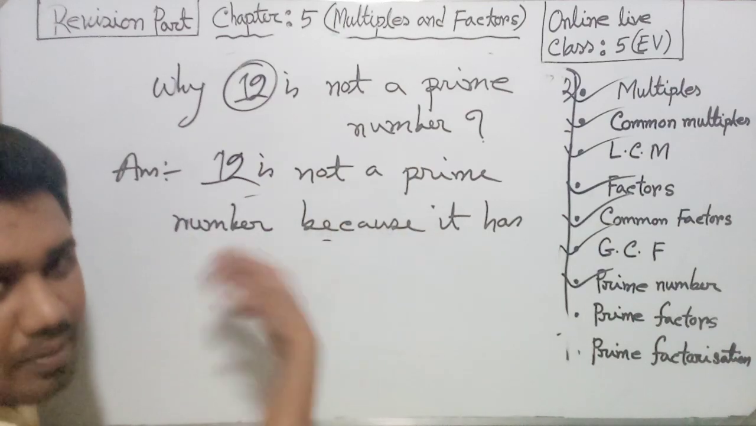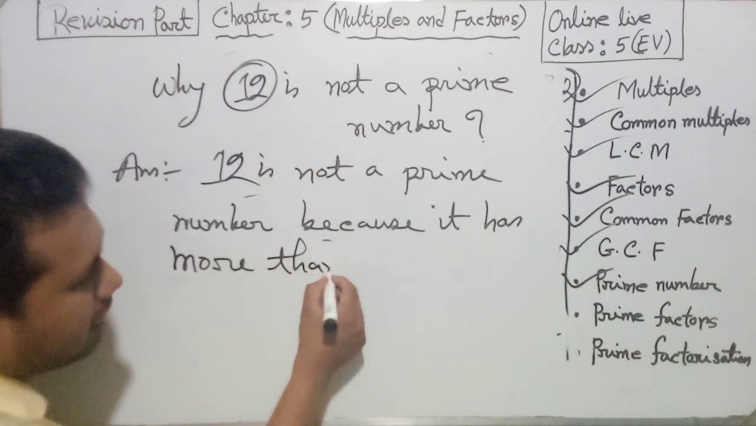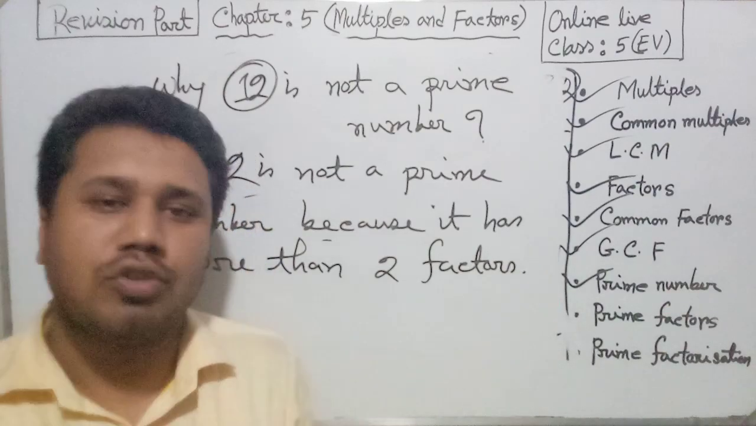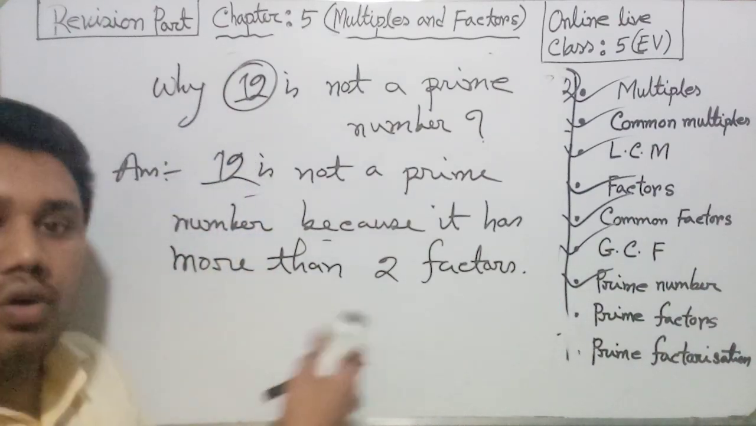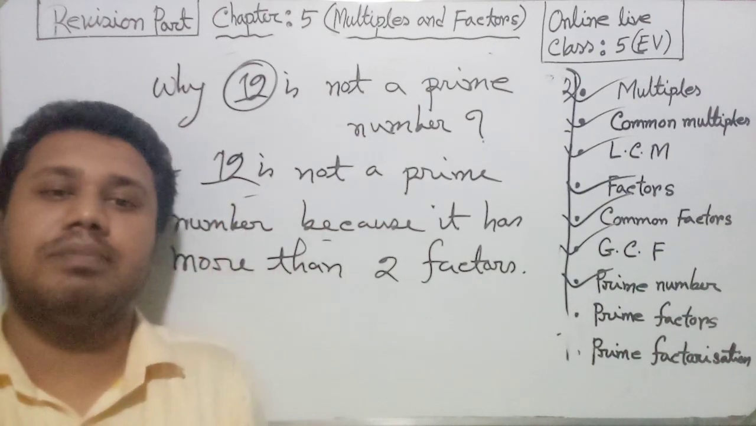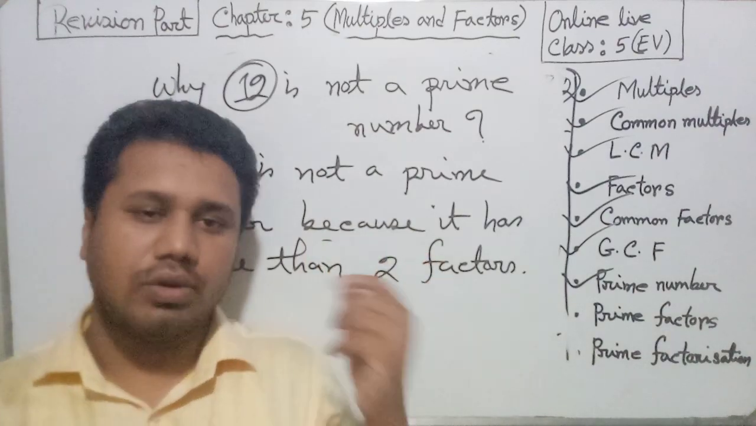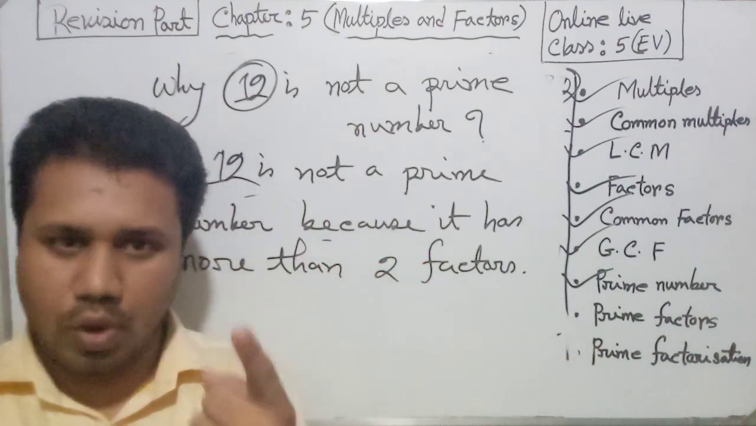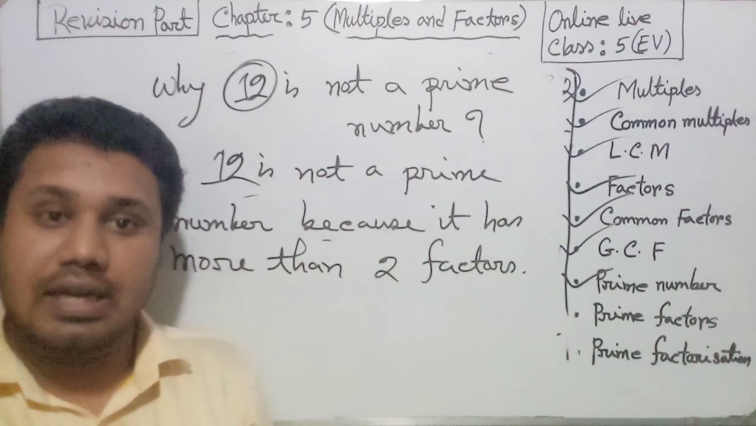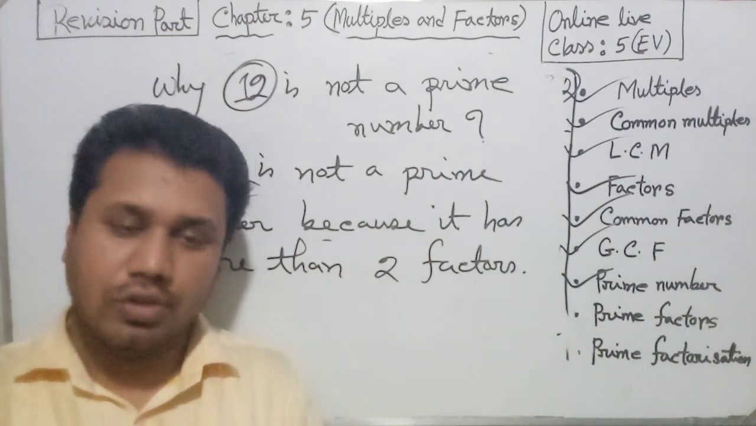Because it has 12, it has more than 2 factors. Very simple. It is not necessary to show who the factors of 12 are. We can write: 12 is not a prime number because it has more than 2 factors. When a number has exactly 2 factors, we can say it is a prime number. With less than 2 factors, or more, it is not a prime number. And 12 and other numbers like it have more than 2 factors, so we can say they are not prime numbers.